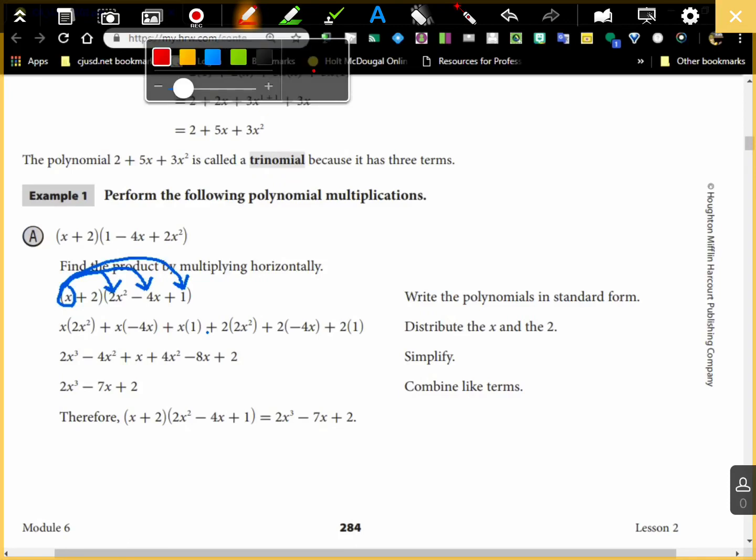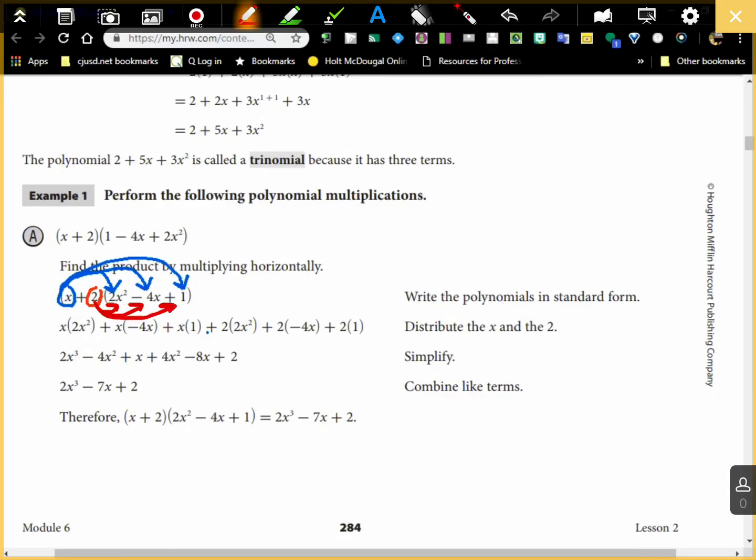Then I take my 2, and I have to distribute the 2 to every item in the next polynomial. So I distribute it once, twice, 3 times. And that's where 2 times 2x squared, 2 times negative 4x, and 2 times 1 is coming from. So have I taken care of every item in the first polynomial? Yeah. And I've distributed it to every item in the second one. All right, so that's our distribution property extended to multiple terms.